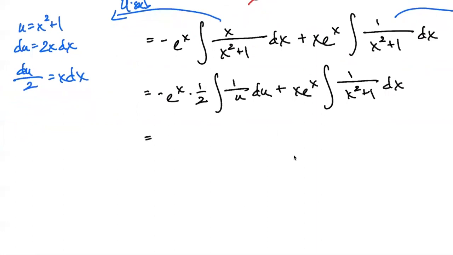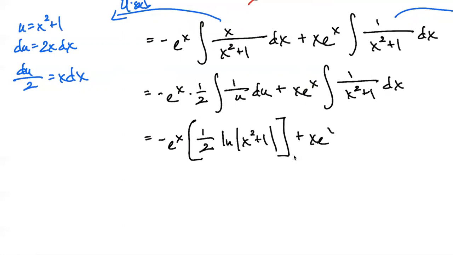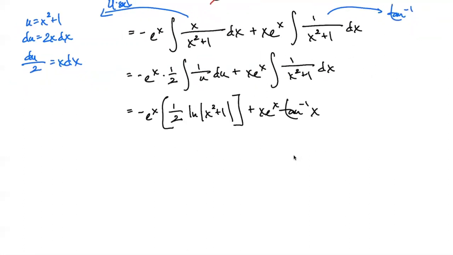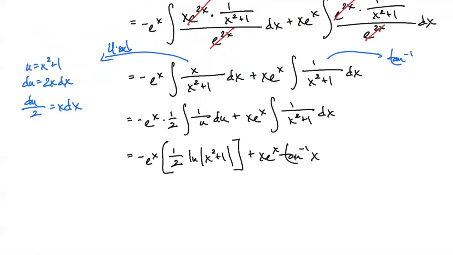All right, so let's integrate. We're going to go ahead and end up with negative e to the x times 1/2 natural log of x squared plus 1, plus x e to the x times the inverse tangent of x. You're welcome to leave it like that.